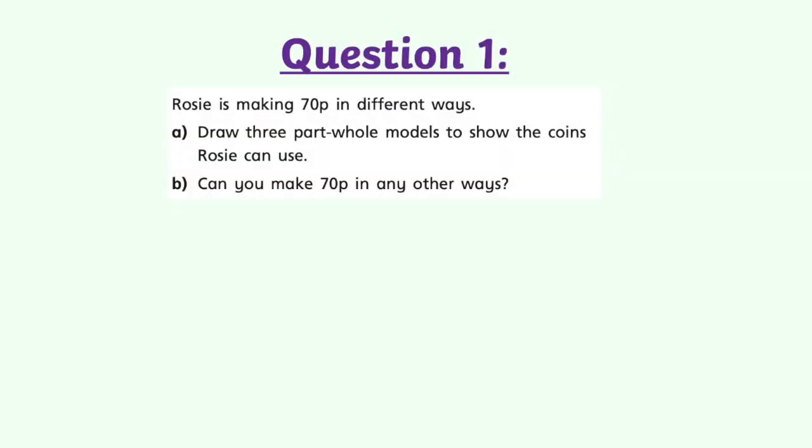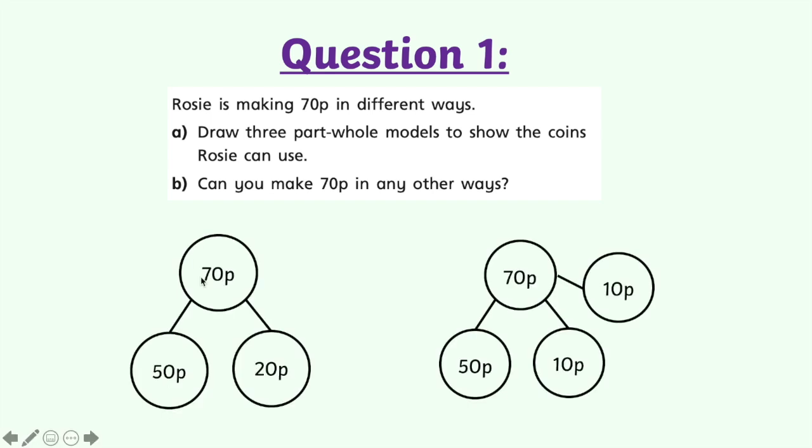Okay, let's have a think about how you could have answered this question. Now, your part-whole models might not be exactly the same as mine, so if you do need to get an adult to check them, that's absolutely fine, but I'll give you some examples of the sorts of thing you could have done. So the most simple one is probably this one over here on the left. 70p is made up of a 50p and a 20p, just 2 parts.